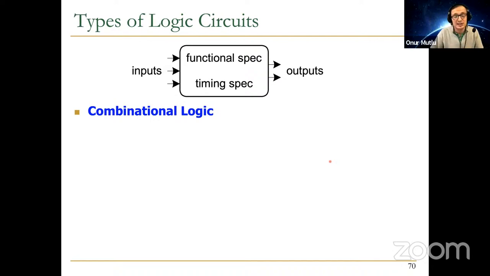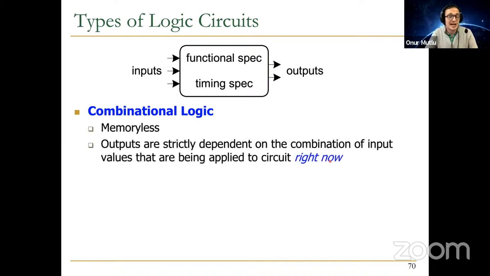Essentially, combinational logic means memoryless. There is no memory. Outputs are strictly dependent on the combination of input values that are being applied to the circuit right now. You don't remember anything from the past. You look at the inputs right now. Outputs are strictly a function of that. If an input changes, output may change depending on what function you're implementing, right?